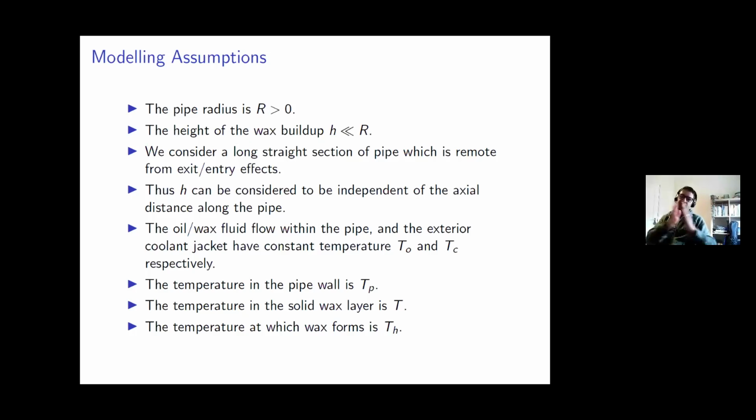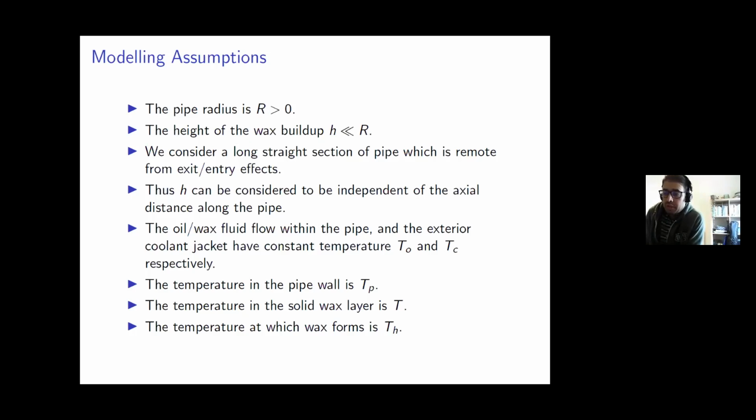So we don't need to consider the whole pipe length. We can just consider a cross-sectional length. And so this is point 4, that because of assumption 3, we can assume that H is independent of the axial distance along the pipe. In other words, we're assuming that H builds up uniformly away from the wall of the pipe.